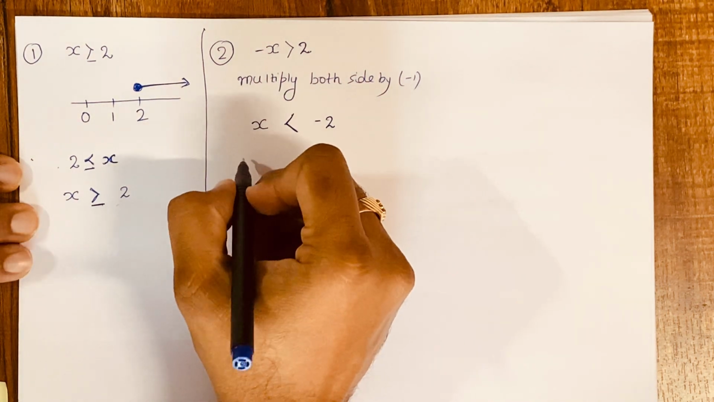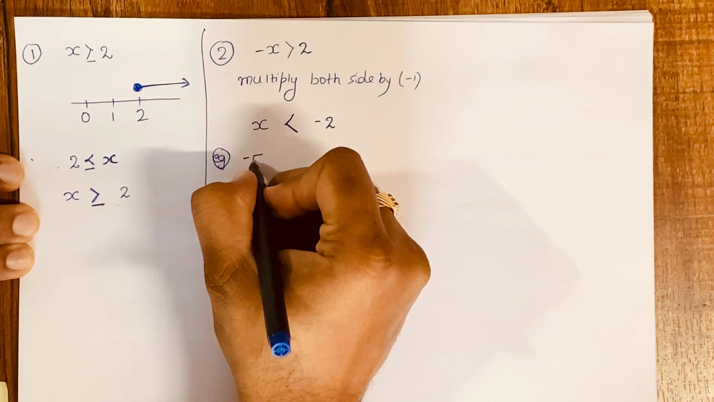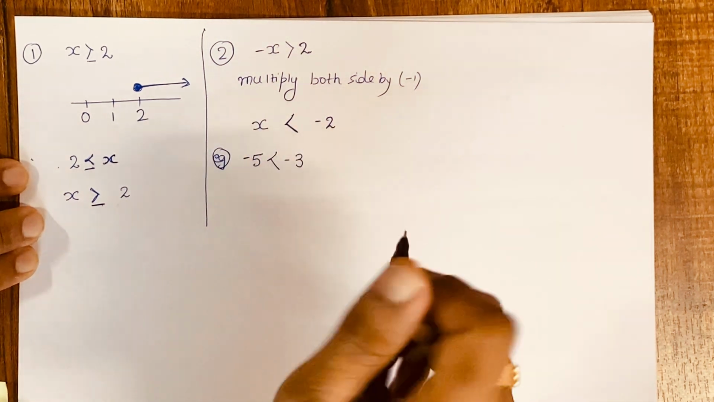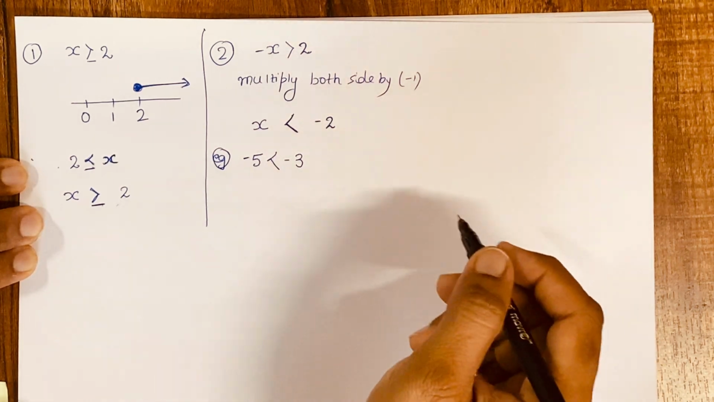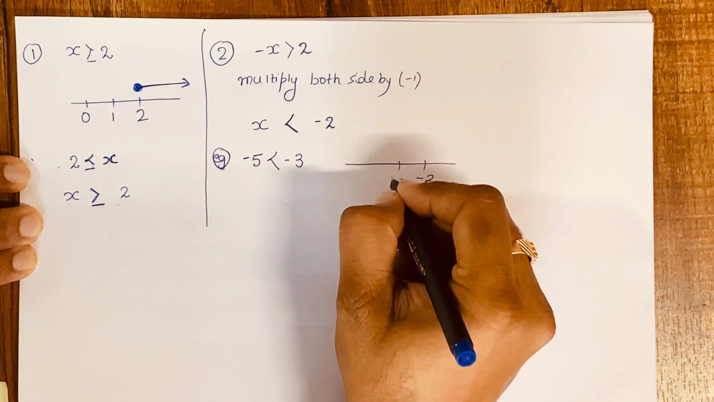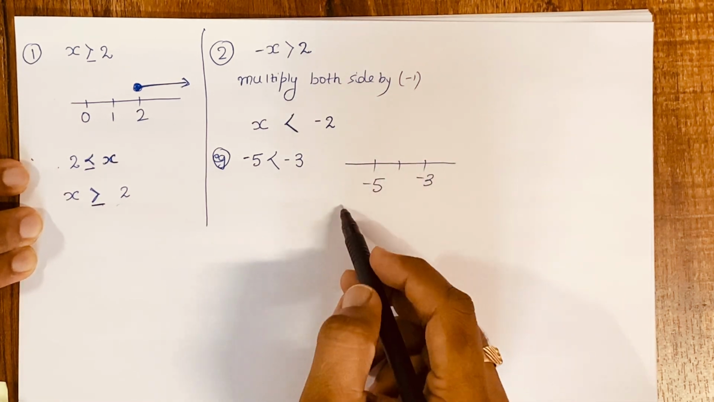For example, I'll give you an example. Minus 5 is lesser than minus 3, which is absolutely correct. Minus 5 is lesser than minus 3 because in the number line, if you see, minus 3 comes here, minus 4 is here, minus 5 is here. You can see that it is left. Left means it is less.